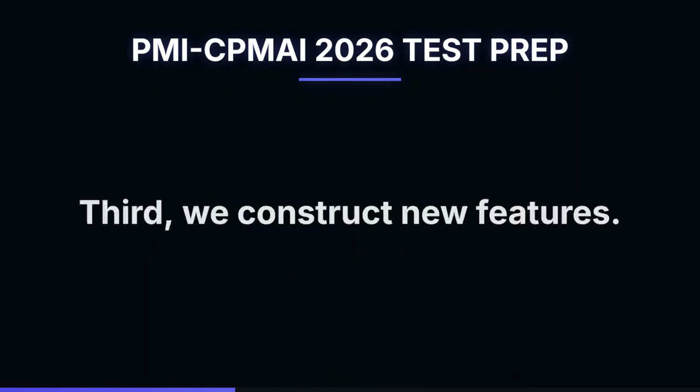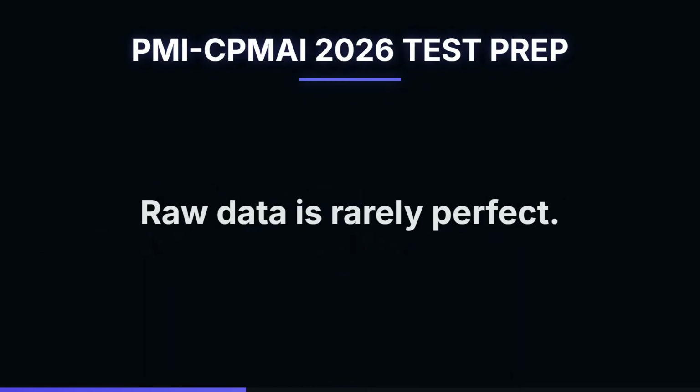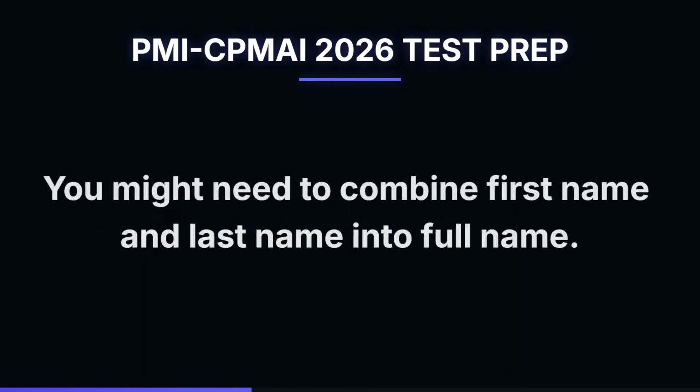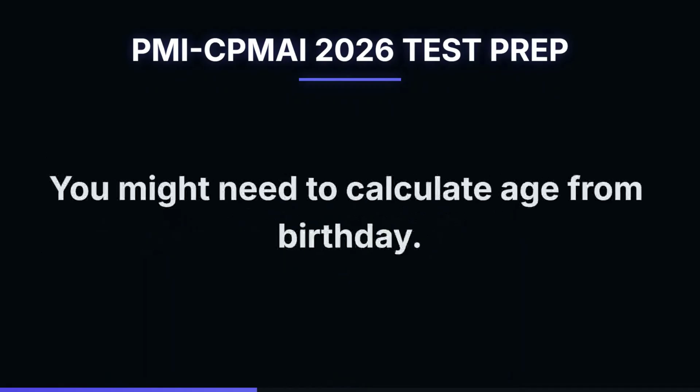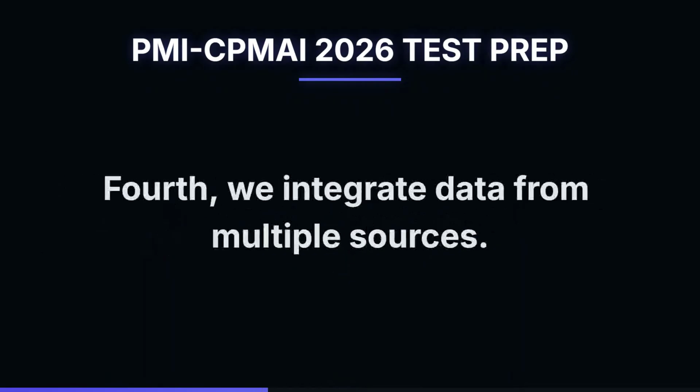If a date column has 3 formats, we pick one and convert everything. Third, we construct new features. This is called feature engineering. Raw data is rarely perfect. You might need to combine first name and last name into full name. You might need to calculate age from birthday. You create new columns that help your model learn better.